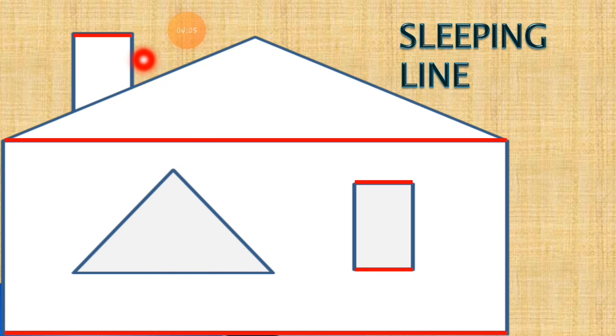Now here is sleeping line number 1. This one is the 2. Here is 3, 4, and at the bottom is 5. One more at this triangle, I am finding one more sleeping line. Let's number the sleeping lines so we can find out easily how many sleeping lines there are.